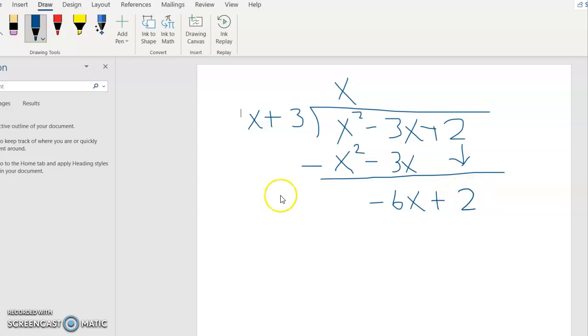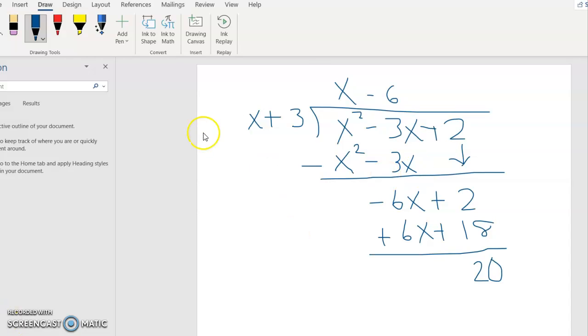And we divide again. X into negative 6x will go negative 6 times. And then let's multiply back. Negative 6 times x is negative 6x. And negative 6 times 3 is negative 18. Now we subtract, so we have to change signs. And we have 20 left. Now our slant asymptote, or at least most of it, is sitting right here. It is y equals x minus 6. So our slant asymptote is a line. Of course, that's an equation of a line.